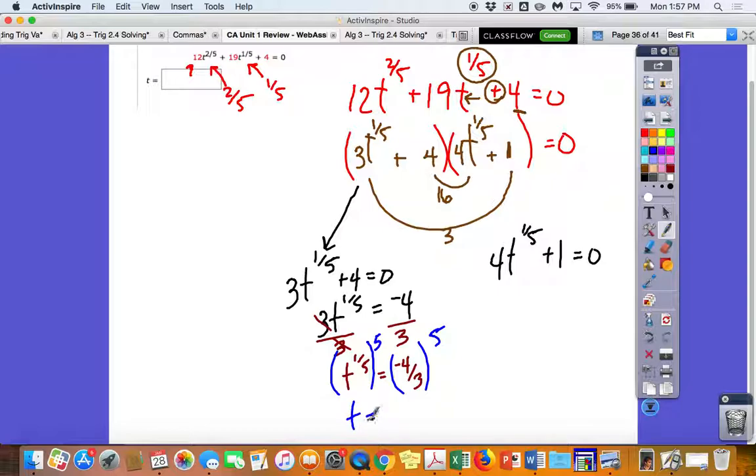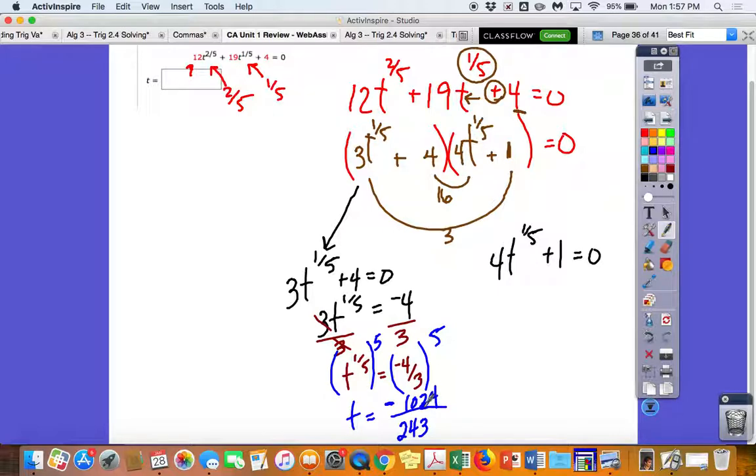Okay, this is fixing to blow up now. If I take a negative and raise it to an odd power, that means there are 5 negatives, so it's going to be negative. Now I need to know what 4 to the 5th is. 4 to the 5th is 1024, and 3 to the 5th is 243.